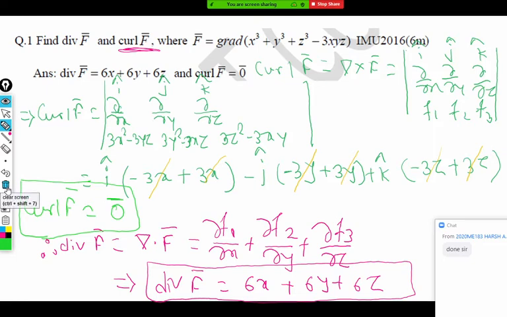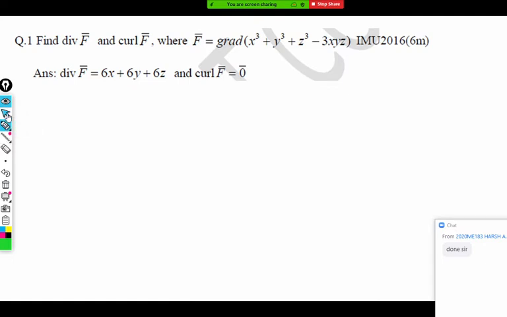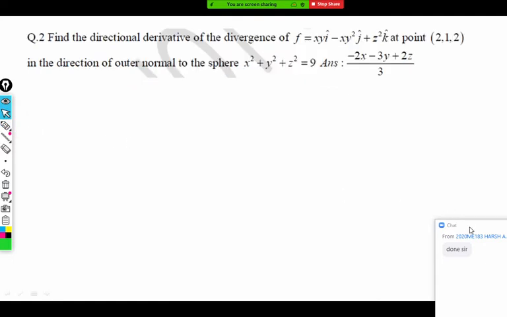So can we start the next one? Second example. Okay. Question number 2 is here. Find the directional derivative of the divergence of f. Actually, f is not a scalar, f is a vector. You observe that i, j, k are present, so even though it's not written, there is f bar. So find the directional derivative of the divergence of this f bar, which is xy i minus xy square j plus z square k, at this point in the direction of the outer normal to the sphere.